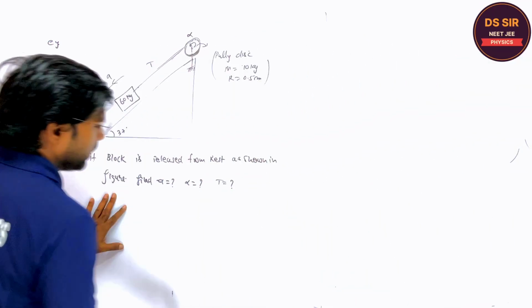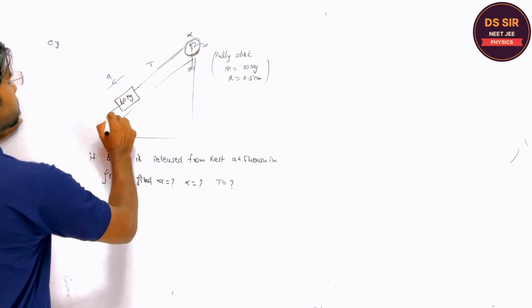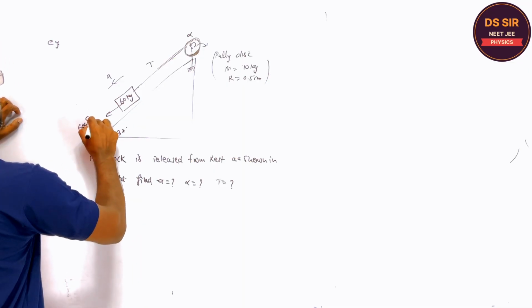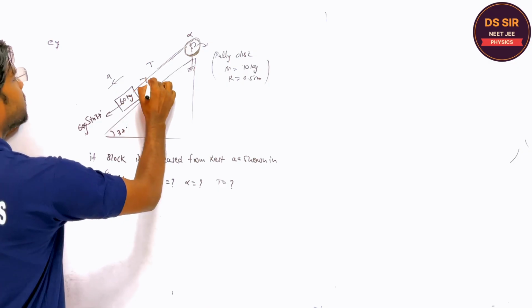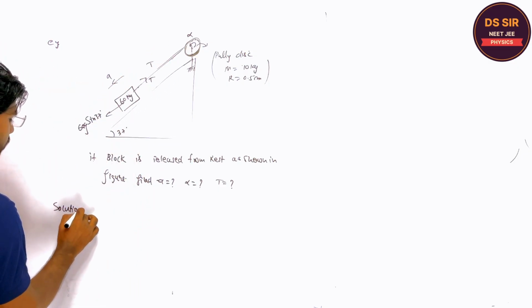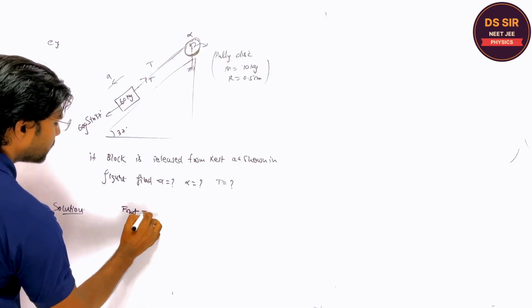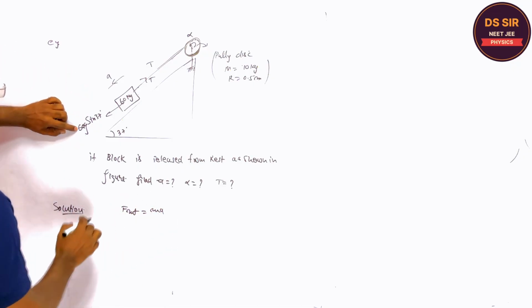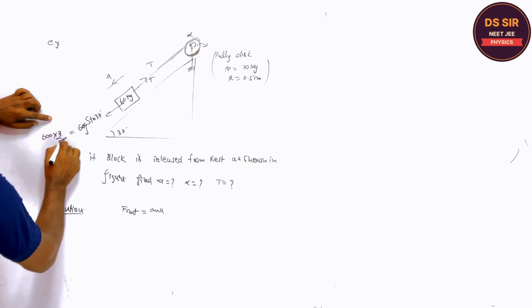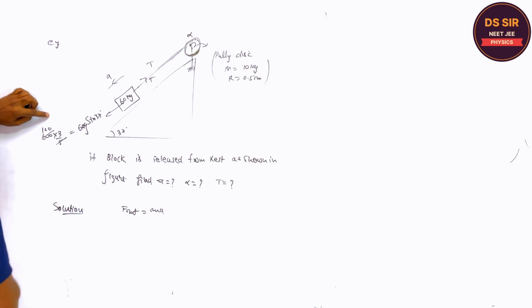So, okay, now let's see. This is the 60G sine 37, and this is the T. It is moving like this. So F net is equal to MA. I will apply, right? So what is then F net? 60G. This is 600 into sine 37, 3 by 5.